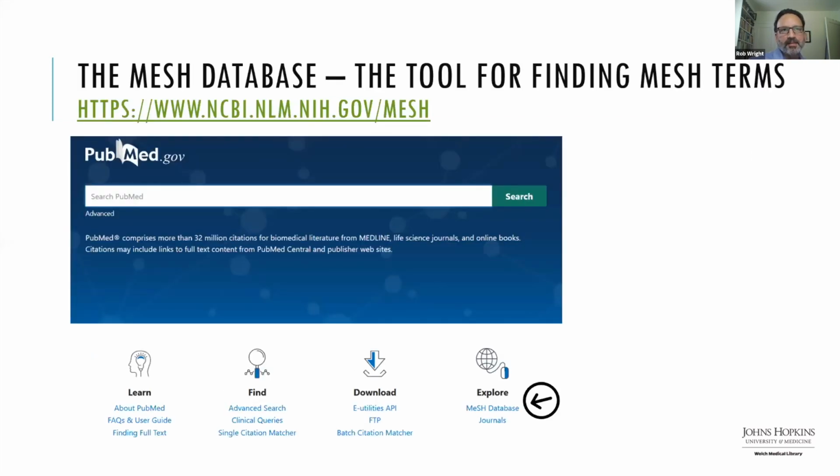So the MeSH database is the tool for finding MeSH terms, and it's relatively easy to find. It's on the PubMed homepage under Explore. There's a link to it there. You can also just Google the MeSH database. It's the first result that'll come up. And just like you search PubMed for articles, you search the MeSH database for terms.